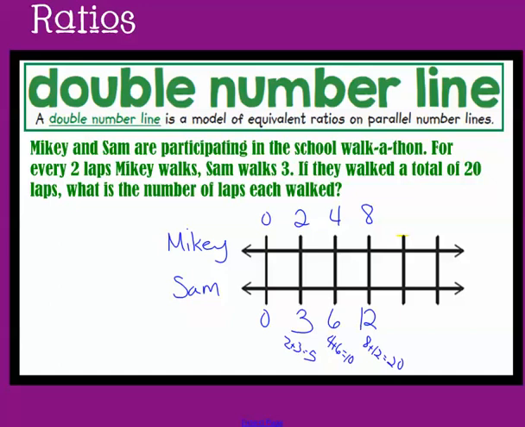So again, we come up with the 8 to 12, which says that Mikey walked 8 laps, Sam walked 12, for a total of 20. So either representation works. Use whatever is easier for you to understand and visualize.